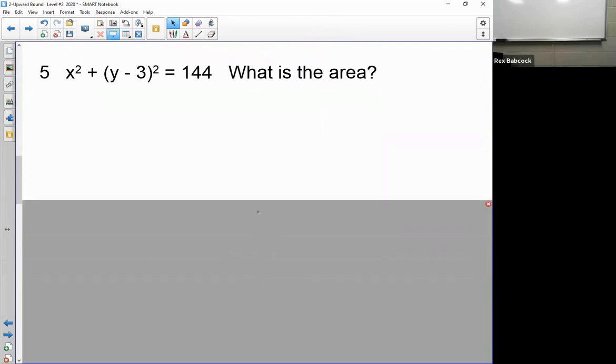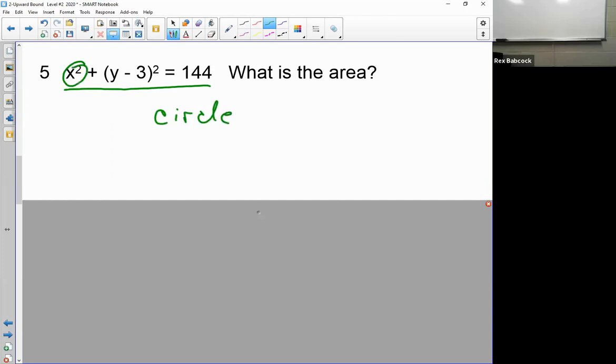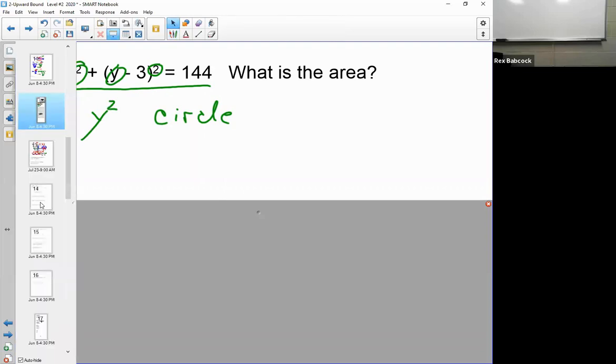What is the area? Well, first off, there's all kinds of area equations. What is that? Do you recognize it as a circle? The characteristics of a circle: there are 2 squared terms, and they're always balanced. This one has an x squared and a y squared, so it has to be a circle. I think I'm going to look at this one on the x and y axis.